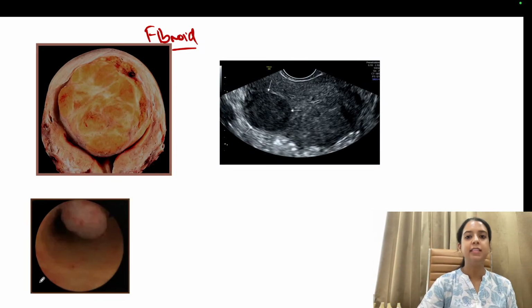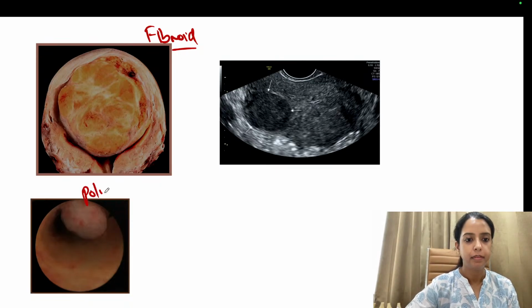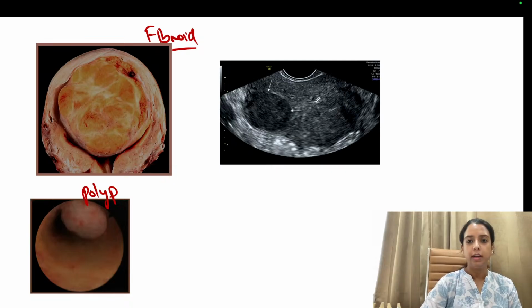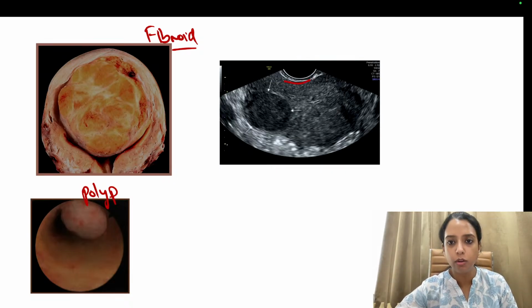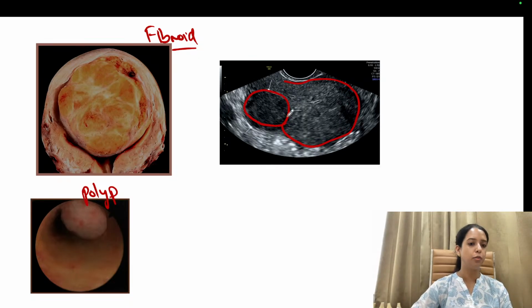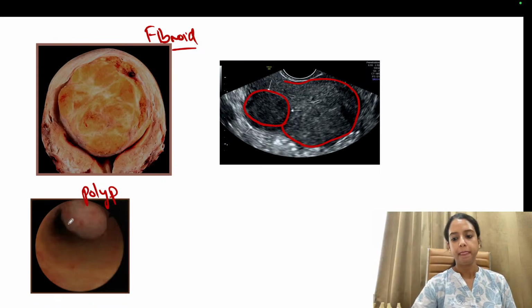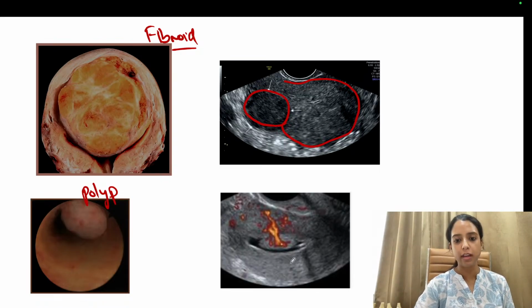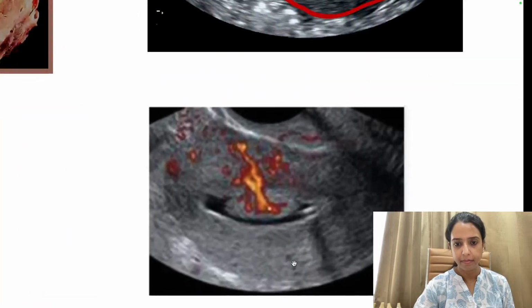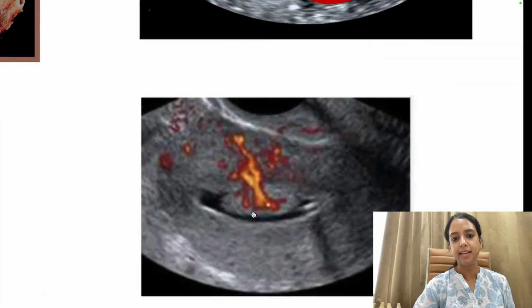Okay? What is this, coming from the cavity? This is a polyp. So you have to remember the ultrasound. The whole uterus is normal. Just one segment has got enlarged. This is fibroid. This small growth in the cavity is a polyp. How does a polyp look on ultrasound? Can you see, like this? A cavity is there, but in the cavity I can see a little growth.